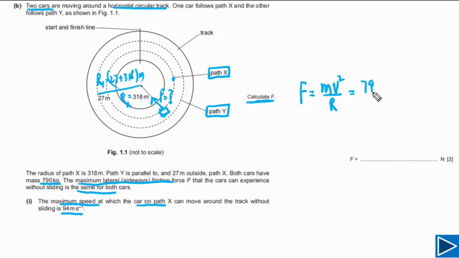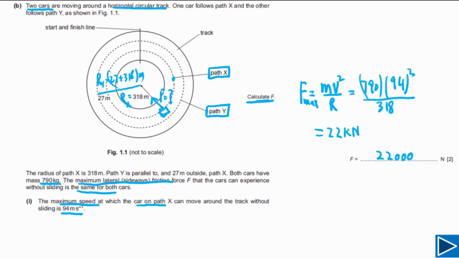Mass in this case is 790 kilograms, and we need to find the maximum value of F, so we have to consider the maximum speed. Maximum speed is 94. So this is 94 squared divided by the radius of the circle. As it is in circle X, the radius is 318. Now if we solve this, our final answer will be 22,000 Newton. We can say 22 kN, or here we can write 22,000 Newton, and this is the force.